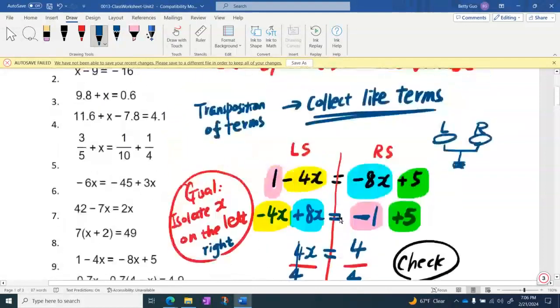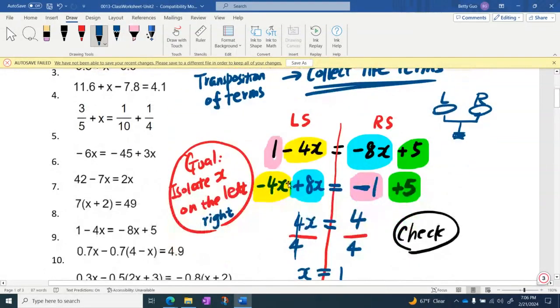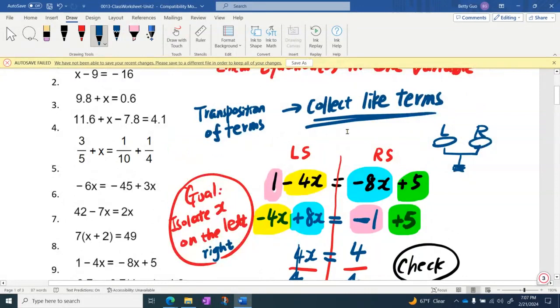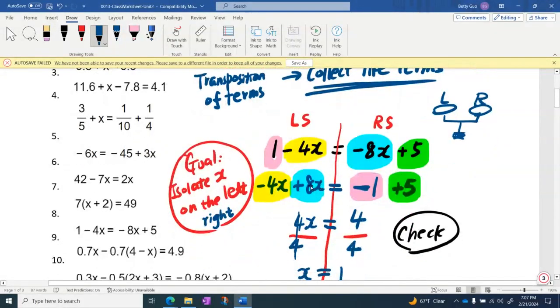So this is a good question, by the way. To practice, how do you identify the structure of the equation? How do you apply transposition of terms to collect like terms? The reason we collect like terms is because we want the variable terms on the left side to get ready for isolating x in the last step. We cannot combine like terms if they are on different sides of the equation. So in order to combine them, we have to collect them first. Put them together first.